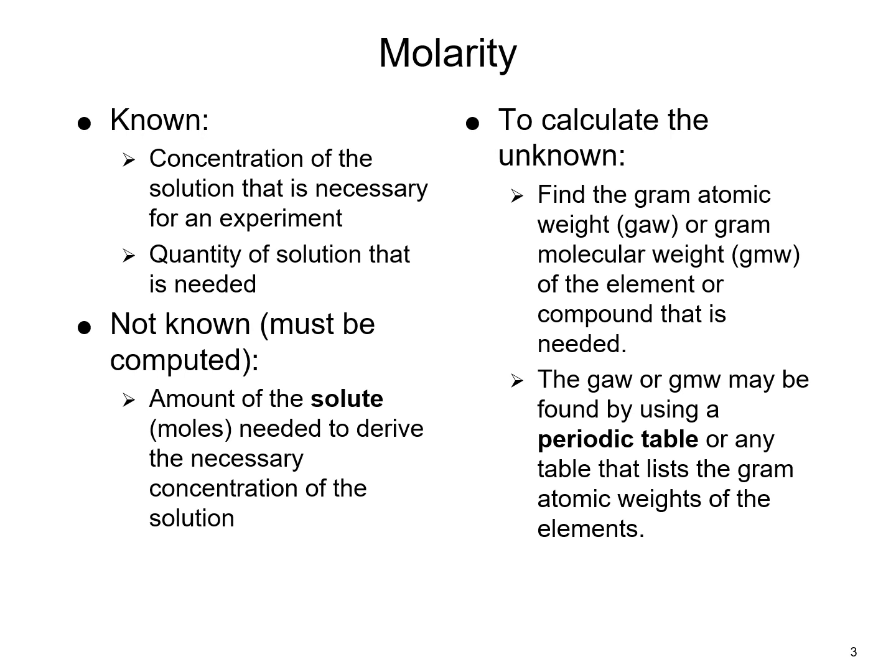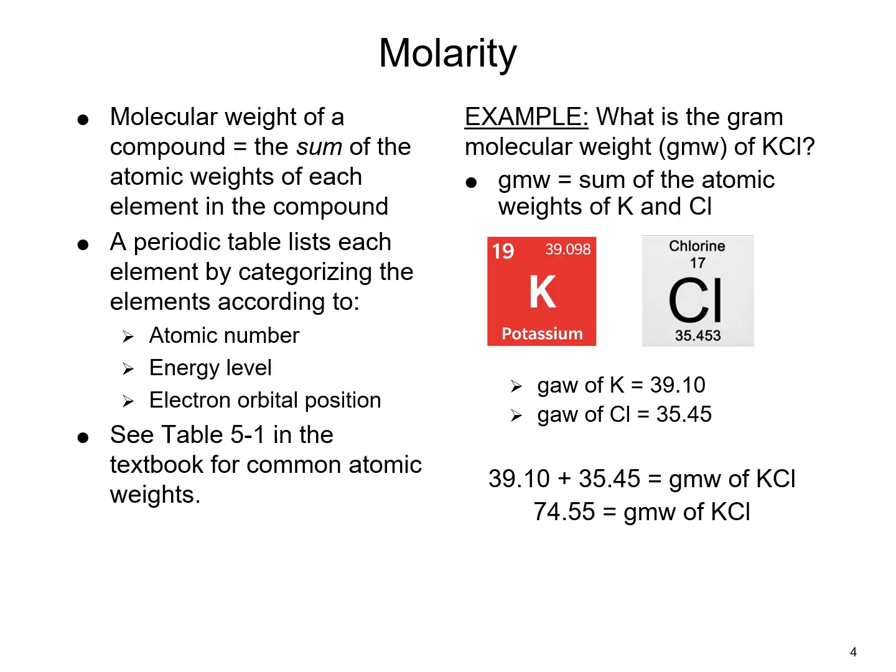To calculate the amount of moles needed for a solution of a particular molar concentration, we've got to know the gram atomic weight or the gram molecular weight of the element or compound that is needed. So we've got to find that, and in order to do that, we have to find these weights using either a periodic table or some sort of table that lists the gram atomic weights of the particular element. The molecular weight of a compound is the sum of the atomic weight of each of the elements within that compound.